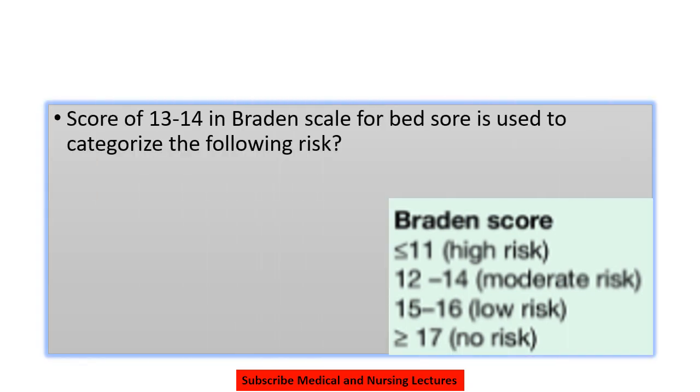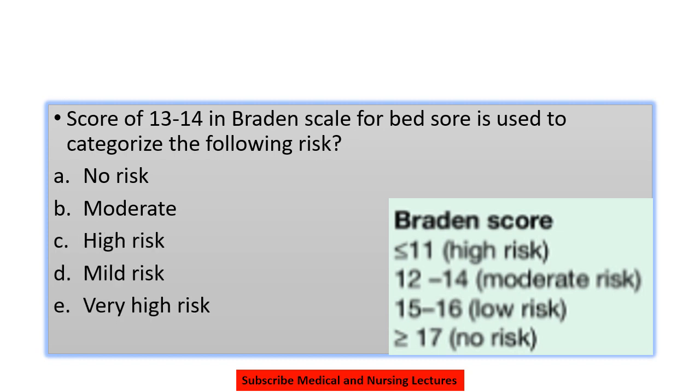A score of 13 to 14 on the Braden scale for bedsore is used to categorize the following risk: no risk, moderate, high risk, mild risk, or very high risk. So a score of 13 to 14 is considered a moderate risk. The correct option is moderate.